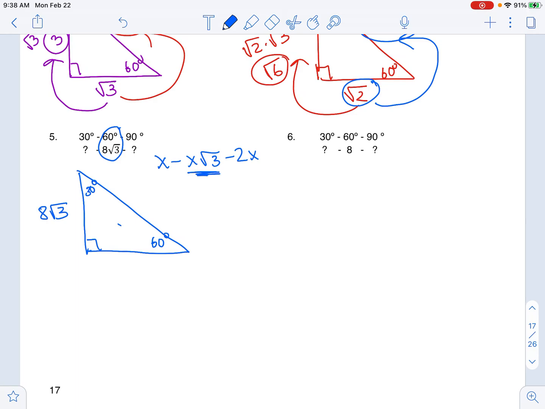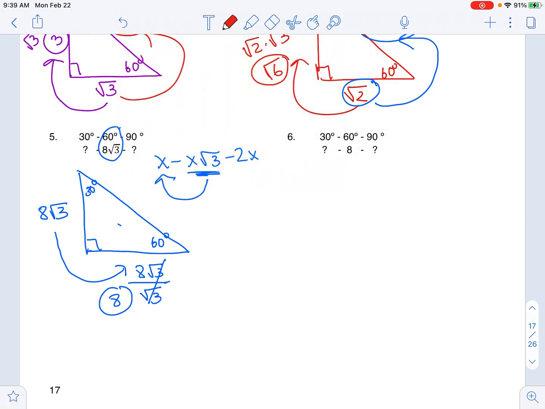So in this problem, they're giving you this. So I need to find x first. So I'm going to go backwards. So that means I'm going to divide. So to go to here, I need to divide by the square root of 3. If I divide by the square root of 3, these just drop out. All you have is 8.